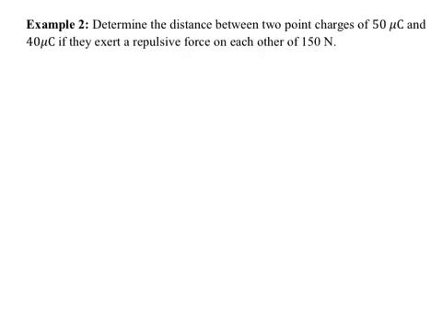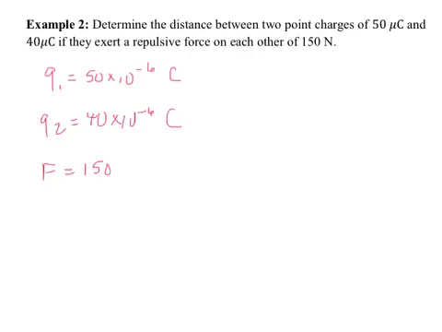So first we have to notice that the charges are given in microcoulombs, so we have to remember that's times 10 to the negative 6. So we can start by saying that Q1 is 50 times 10 to the negative 6 coulombs, and that Q2 is 40 times 10 to the negative 6 coulombs. We also know that the force felt is 150 newtons, and this is a positive value because we're going to be multiplying two positive charges together.